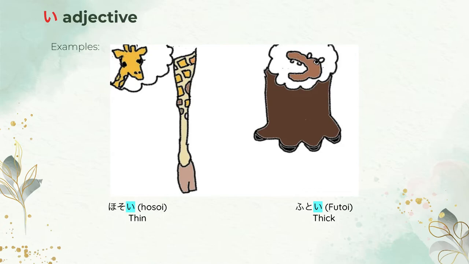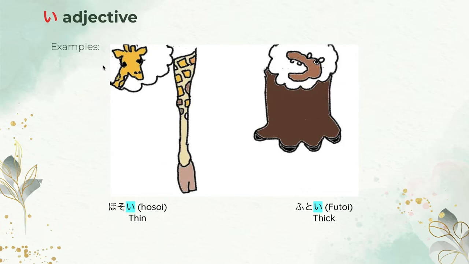So the next image is showing how the animal's legs are thin or thick, and this one is obviously thinner than this one. So if I wanted to say thin in Japanese, it will be hosoi. If I wanted to say thick in Japanese, it will be futoi.